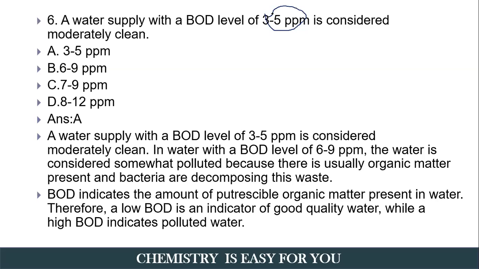Now let's take a look at the ranges. A BOD level of 3 to 5 ppm is moderately clean. In water with a BOD level of 6 to 9 ppm, the water is considered somewhat polluted because organic matter is present and the bacteria are decomposing this waste. Above 9 ppm, it is really polluted. So the moderately clean level is a BOD of 3 to 5 ppm.